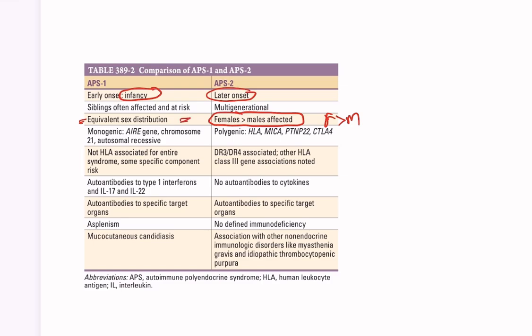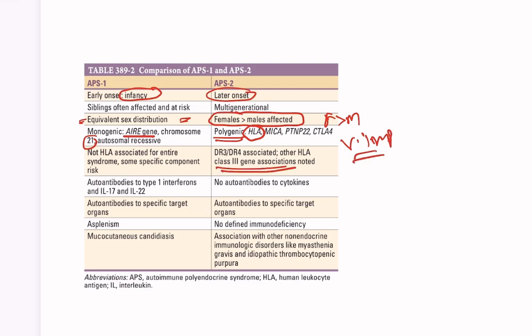Now, another most important point of this table is the involvement of the AIRE gene. In APS1 there is a mutation in the AIRE gene that is located on chromosome 21, while APS2 is polygenic and there is association with HLA. Okay, this point is very important. Mark my word, this is a very important point and you should never forget this.